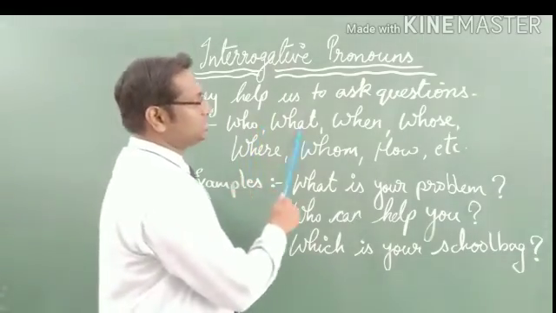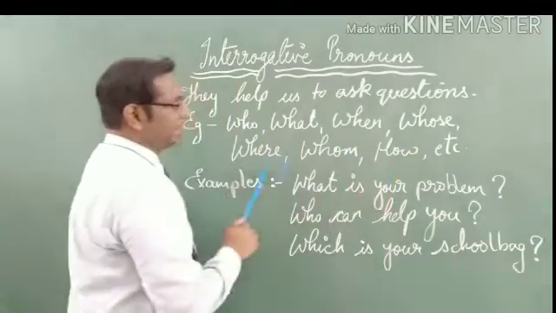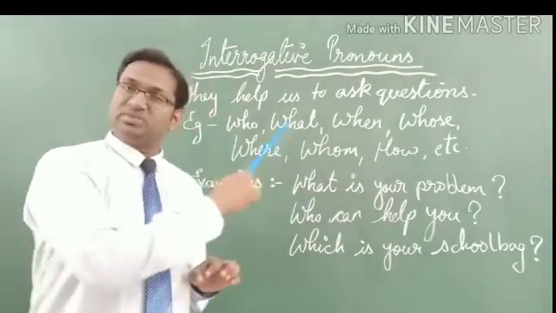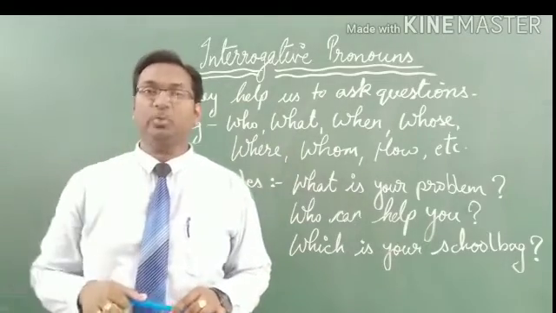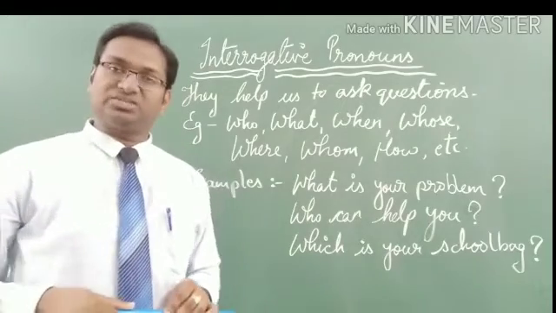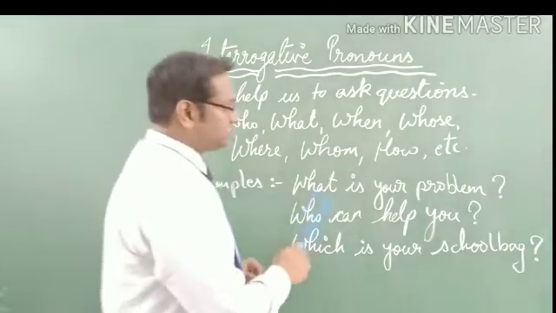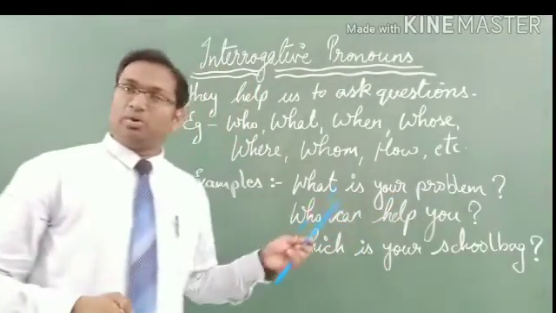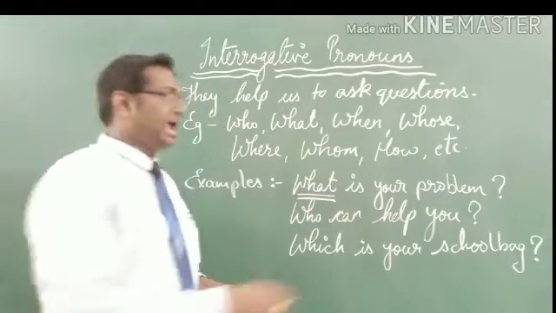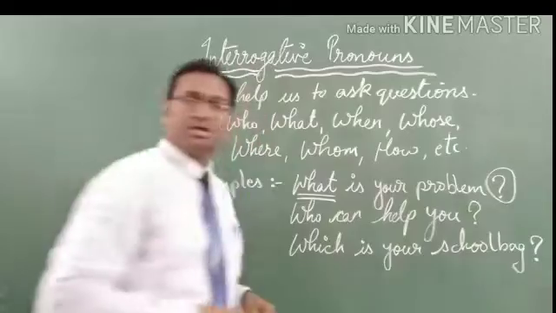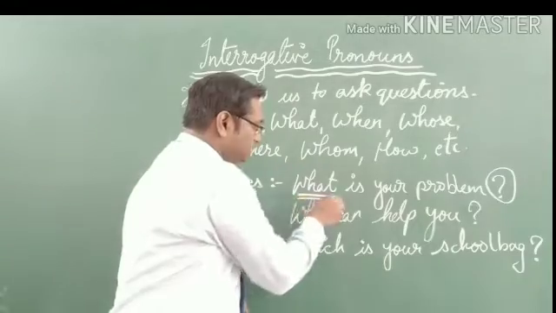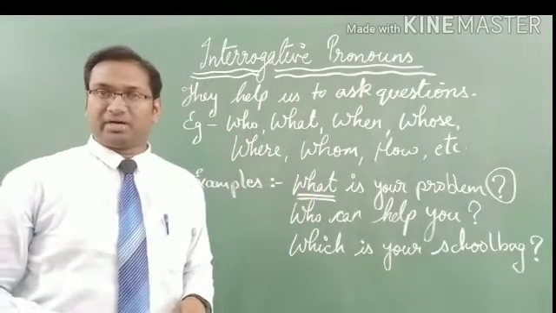Who, what, when, whose, where, whom, how, etc. When the sentence starts with these words and at the end we have a question mark, then these sentences are your interrogative sentences. Now let's do sentences. What is your problem? Now over here we are starting our sentence with what, and at the end we have a question mark. So this is your interrogative sentence and over here what is your interrogative pronoun.